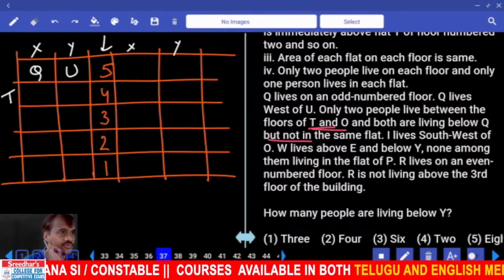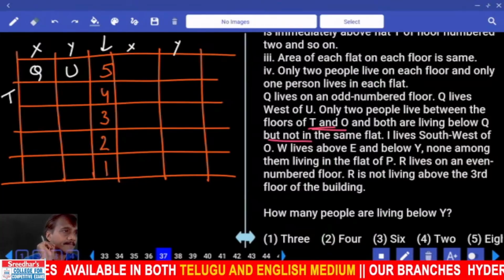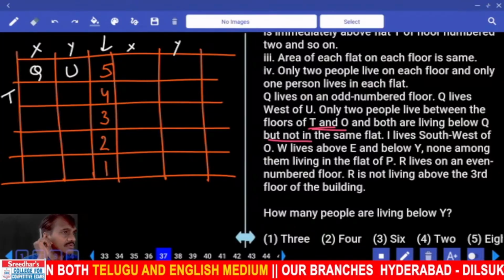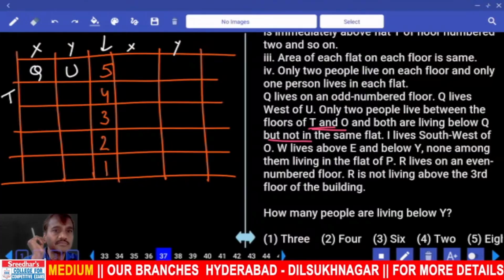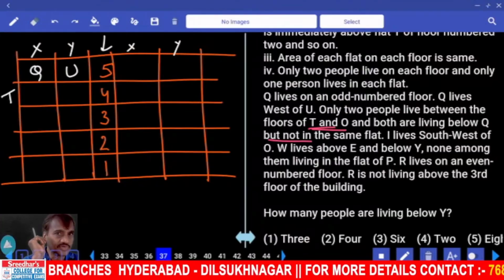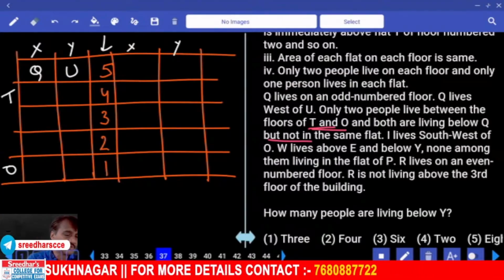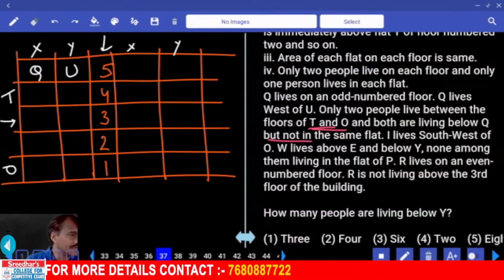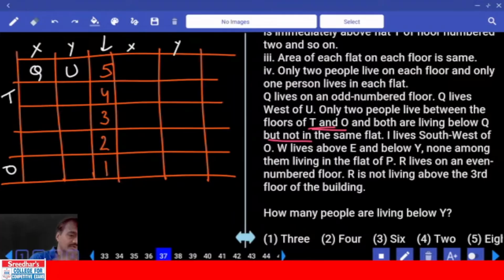Now T is on the fourth floor. Then where should this O be? First floor. First or the second? No, sir. If O is here, first floor, then how many persons are there in this floor? Two people. Here again two. How many people are there? Four people. Here two is given, four are given. Two. Hence, O cannot be on the first floor. O must be on second floor. Because in between these two, only one floor must be there.